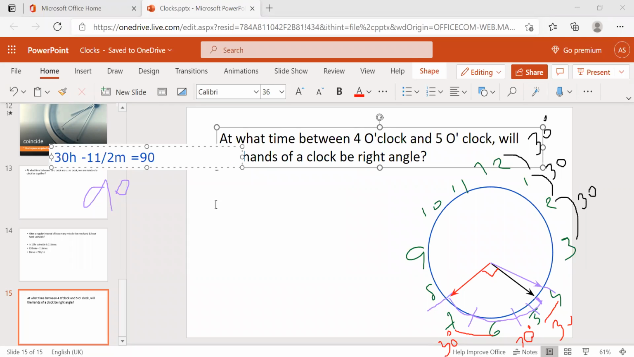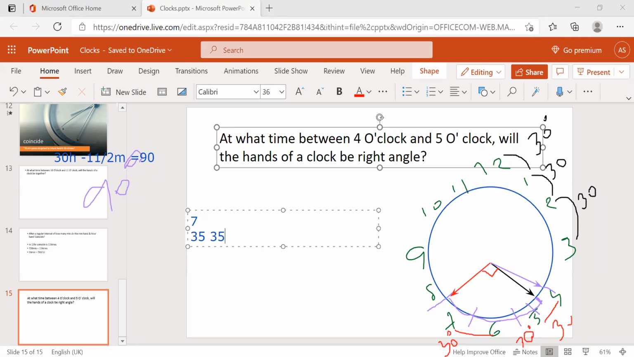Whenever the time lies between 4 and 5, our minute hand will lie between 8 and 7, right? 8 and 7. So which one is smaller? 7 is smaller. 7 represents 35 minutes. Okay. Is it clear? And our answer is nothing but 35 by 11.